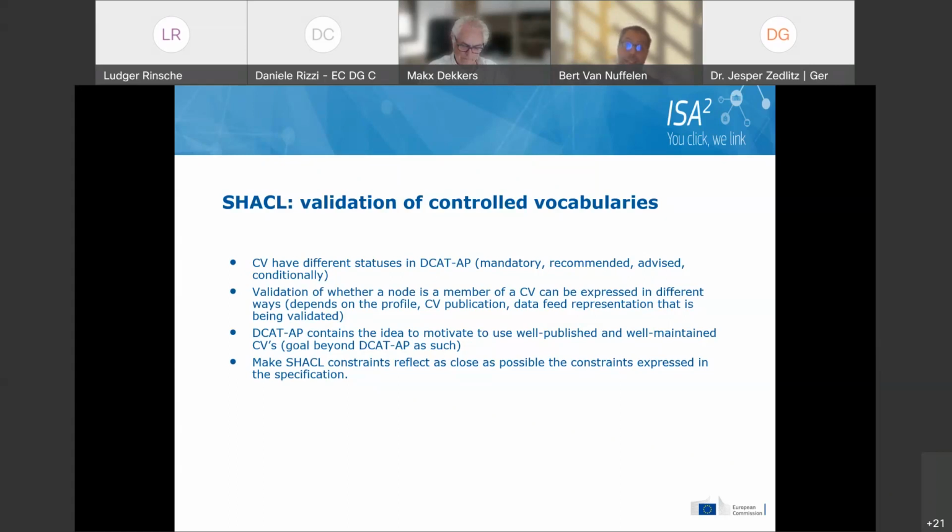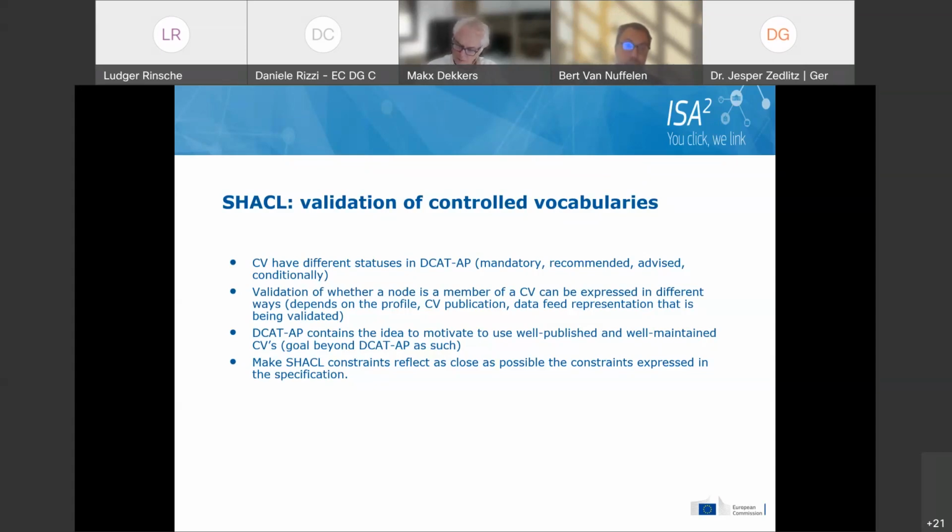Then you have to know that validating whether a particular node, a particular value is a member of a controlled vocabulary is dependent on how the controlled vocabulary is implemented and what information is available, etc. So there are different options, and this can be dependent on the controlled vocabulary and the way how this is being published and so on.